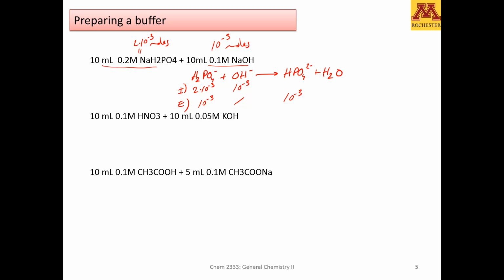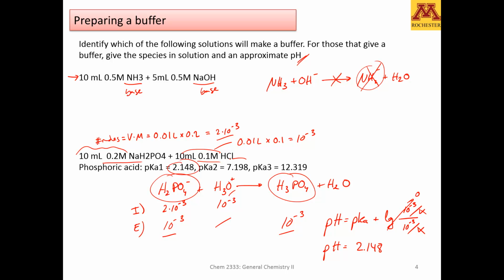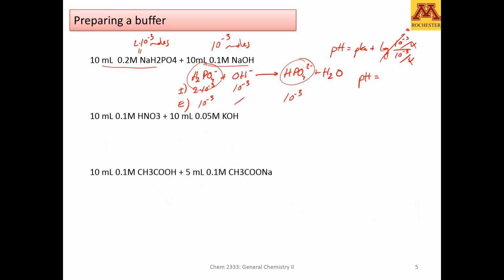Because this is a multiprotic acid, the pH again will be equal to the pKa, because the log of the concentration of base over concentration of acid will cancel, the volume cancels out. This is equal to 1, and the logarithm of 1 is 0. However, notice that the pKa now is the one that connects these two species. This is the second pKa, and the second pKa here is 7.198. So the pH will be 7.198. Alright? Now let's keep going.